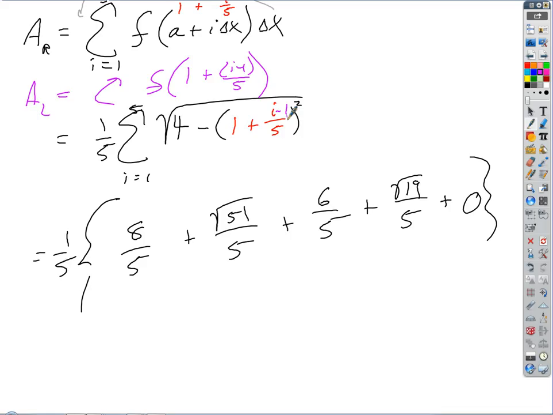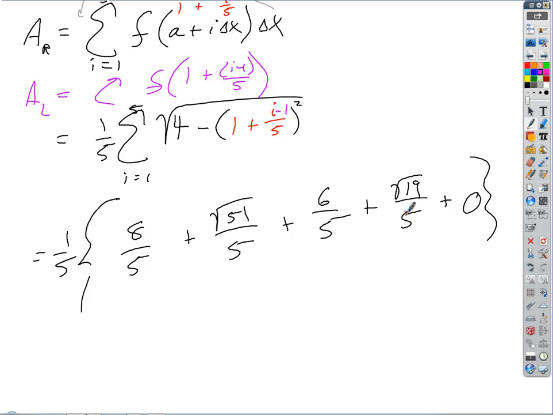If I plug in 2, I'm going to get that. If I plug in 3, I'm going to get that. If I plug in 4, I'm going to get that. And if I plug in 5, I'm going to get that. Right? You see a shortcut? You just figure out the first one.